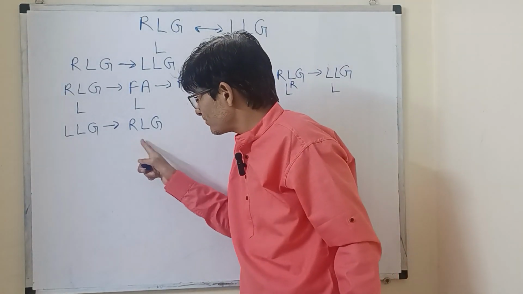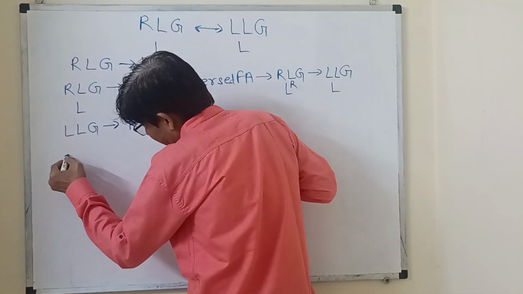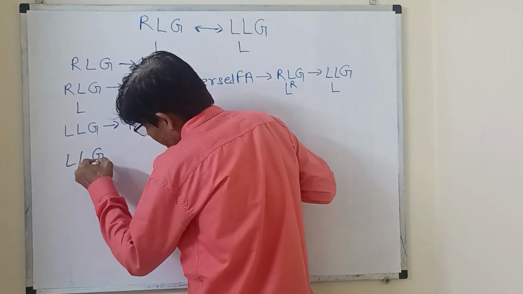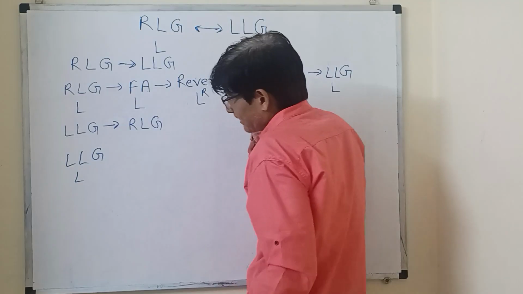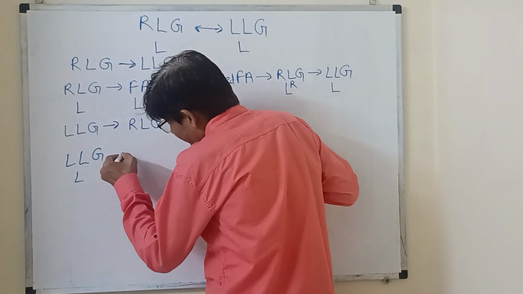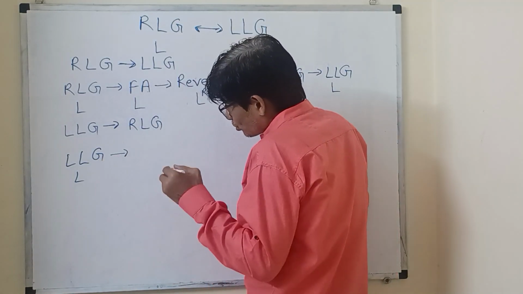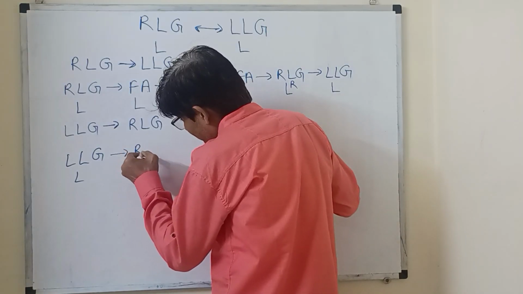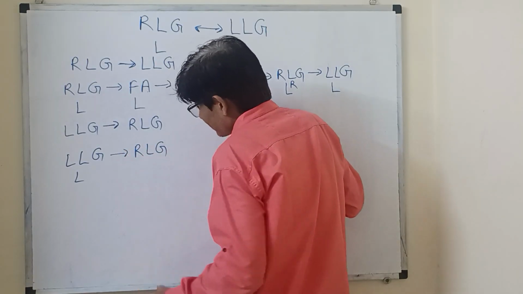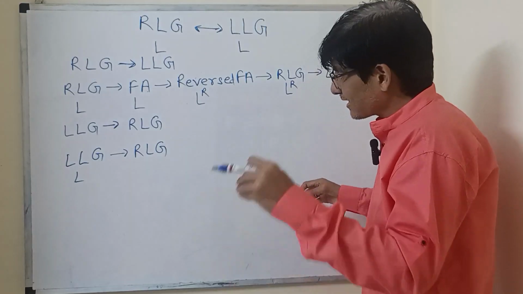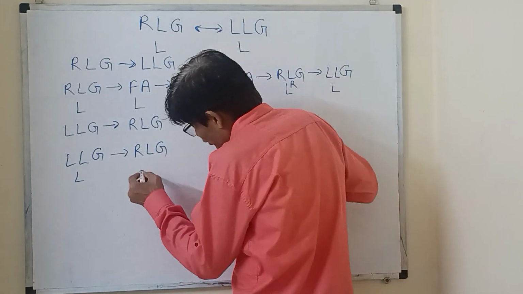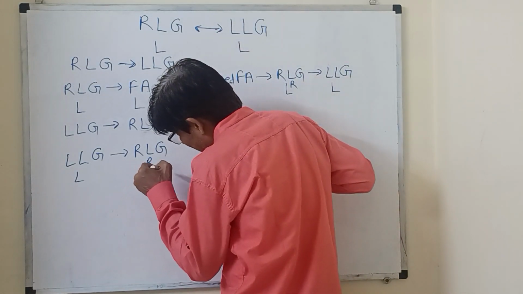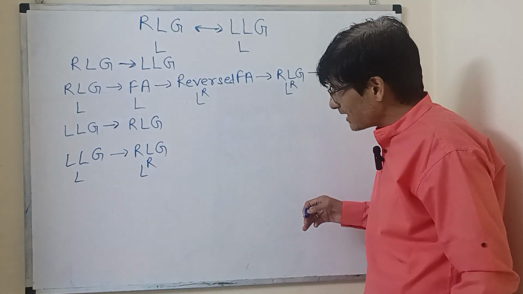Now we will see the reverse conversion. If your LLG is generating language L, then you will convert it to an RLG by reversing the right hand side of each production, which will generate the reversal of L.